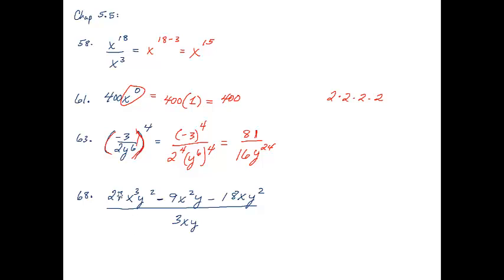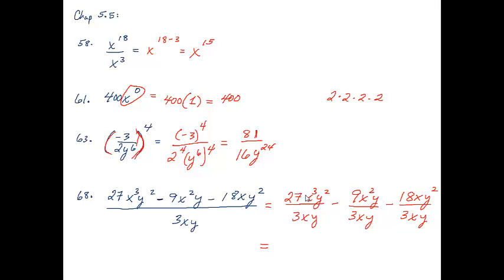Okay, so we have the polynomial up top being divided by 3xy. Since it's dividing the entire thing, we can divide each piece by 3xy. So I have 27x to the 3rd y squared divided by 3xy, minus 9x squared y divided by 3xy, minus 18xy squared divided by 3xy.